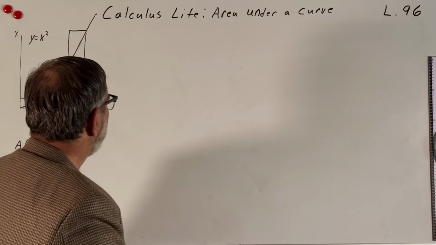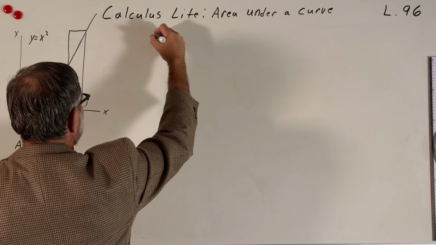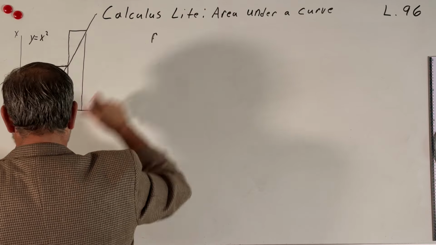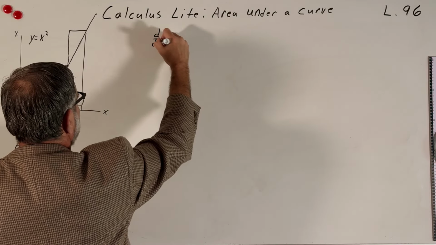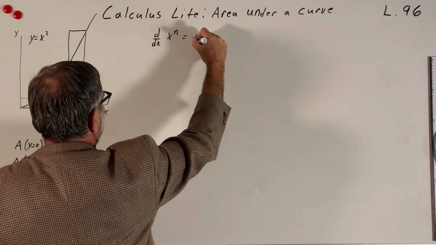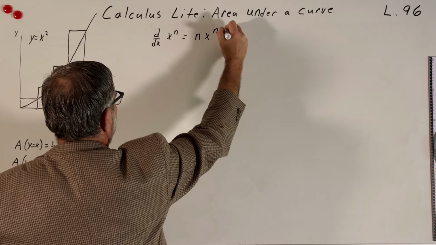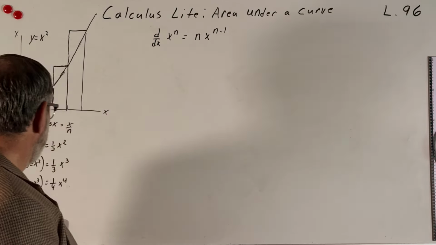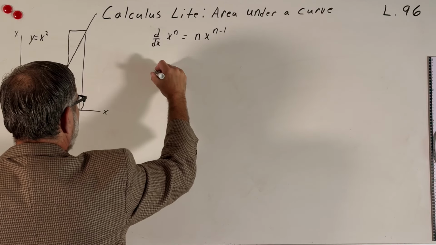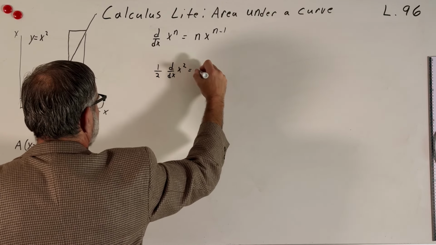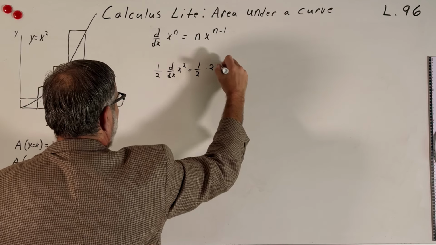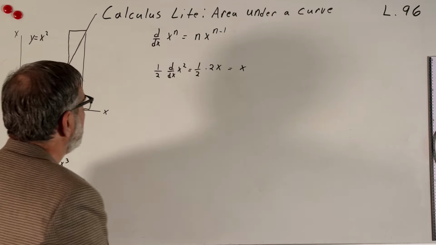If you recall from the last lecture, we had these results that said the derivative d over dx of x to the n is equal to n times x to the n minus 1. If I take the derivative of 1/2 x squared, I'll have 1/2 times the derivative of x squared, which is 1/2 times 2x, which is equal to x. You see that?